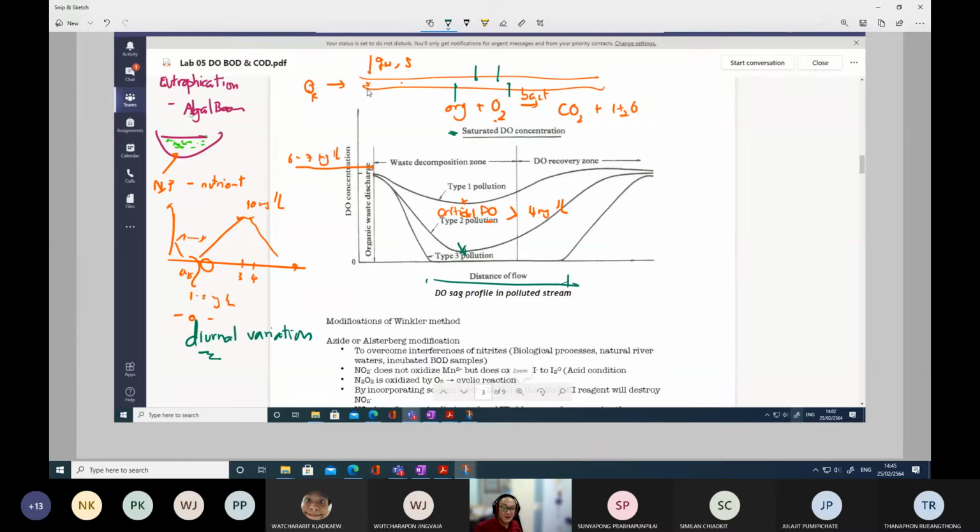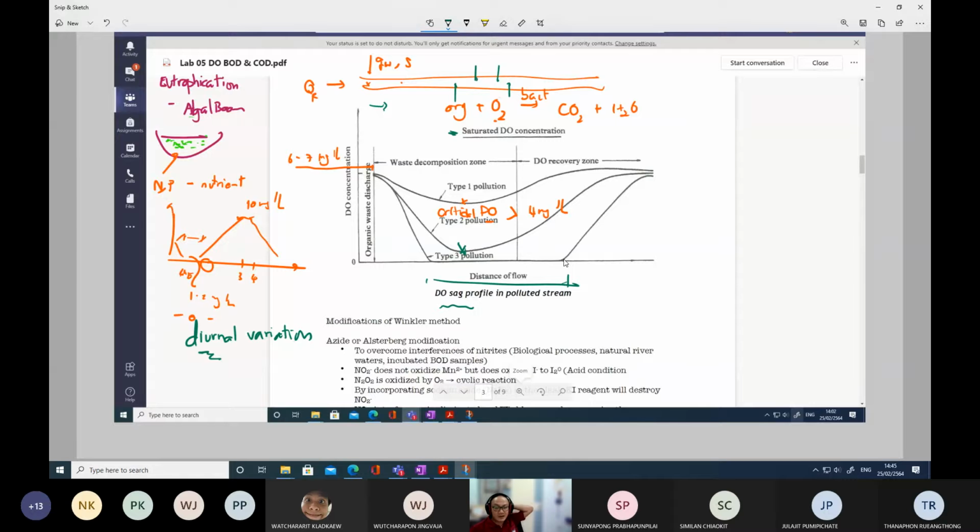Okay, the minimum oxygen concentrations are never found at the point of discharge, but we typically find it some certain miles away from the mixing point or the discharging point, because the water in the river flows. So critical DO will never occur at the point of discharge or the point of mixing. That is why this curve comes like this. This curve normally we call it DO sag profile, in the polluted stream.